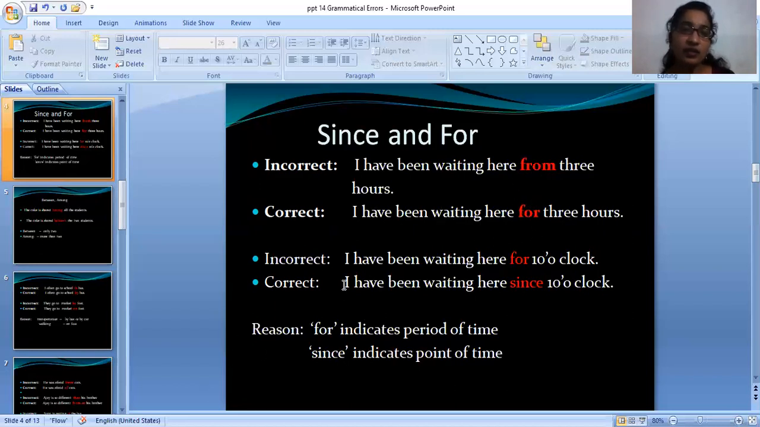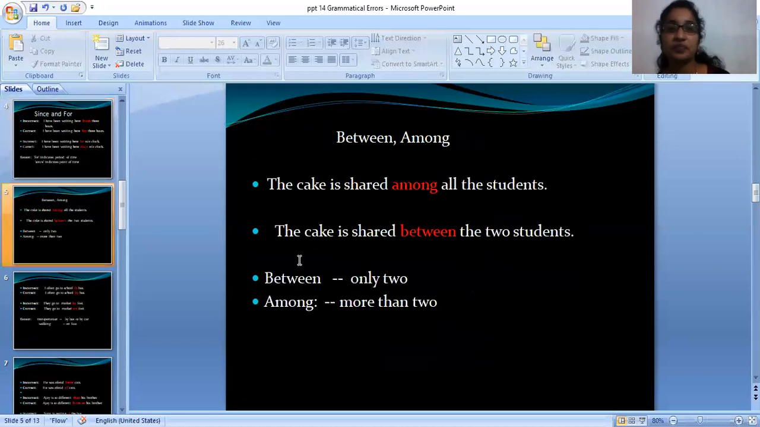Whereas in this sentence, I have been waiting here since 10 o'clock. 10 o'clock is the point of time, right? As we are using a point of time here, we are using the preposition since. So please remember, when you use since, you have to mention the point of time. And when you use for, it is to be used along with the period of time. For period of time and since point of time.